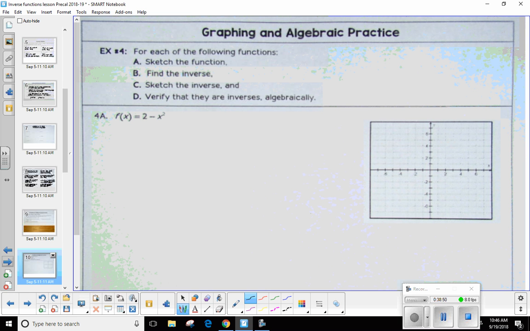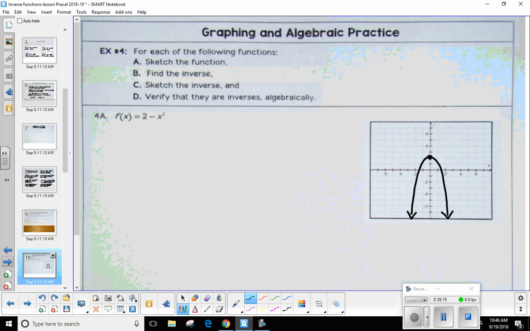What parent function is it? It's a parabola. Now, it's opening down because of the negative. It's a reflection. And what about that 2? Yeah, it shifted everything up too. So the vertex should be at 0, 2. All right. And if you were to do a little more analysis, you're going to find that the roots are about plus or minus 1.41 because you'd be taking the square root of the 2. So I'm going to draw it like this.